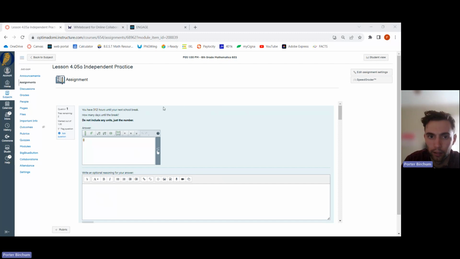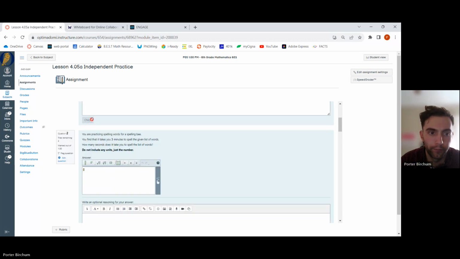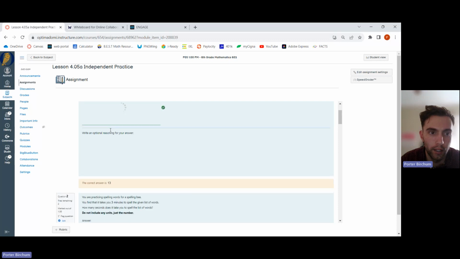So instead of multiplying, let's try dividing. 312 divided by 24. Oh, that makes more sense. Thank you, calculator. That's 13. 13 days. 13 is smaller than 312, so it follows the same pattern, and it makes sense in my check for reasonableness brain. 13. Don't include the units, just the number. Yay!